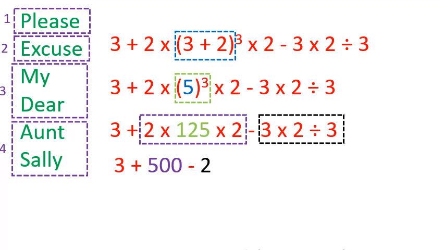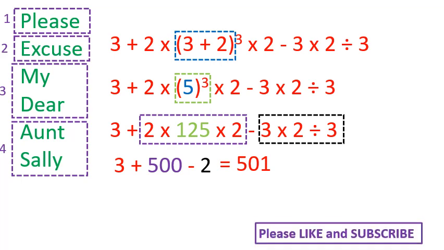So now the equation has been simplified into 3 plus 500 minus 2. Therefore, we find that the final answer is 501. So remember to memorize the phrase, please excuse my dear Aunt Sally, and that describes the fact that first we do parentheses, then exponents, then multiplication and division collectively in one step, and then addition and subtraction collectively in one step.